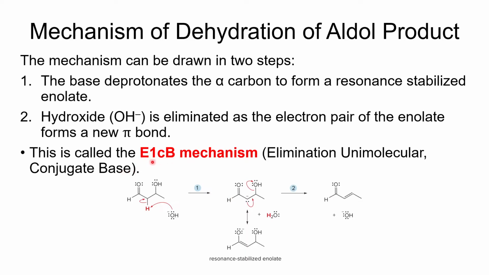And the reason we call this the E1CB is it is an elimination, so that's where the E comes from. The 1 means unimolecular. It is a first-order reaction. And then the CB simply means conjugate base. So this is the E1CB mechanism.